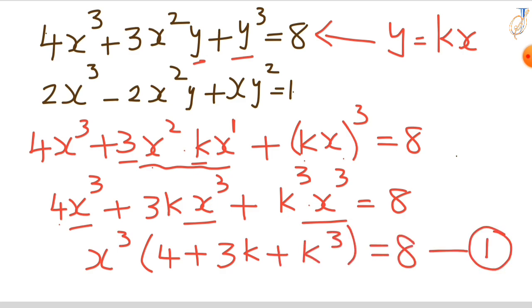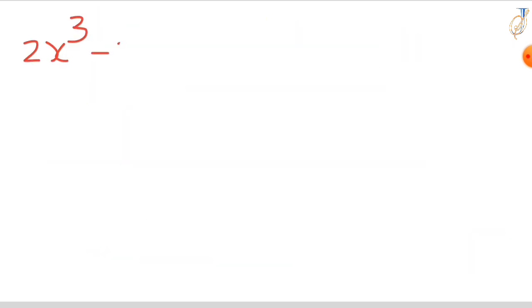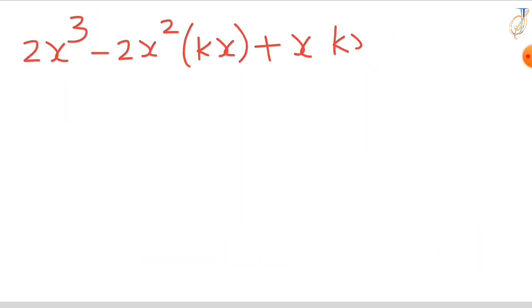Now substitute y equal to kx in the second equation. Then this equation turns into 2x raised to the power of 3 minus 2x raised to the power of 2 y. Instead of y, you write kx, plus x times y power 2. Y power 2, we write (kx) whole power 2. That is equal to 1.